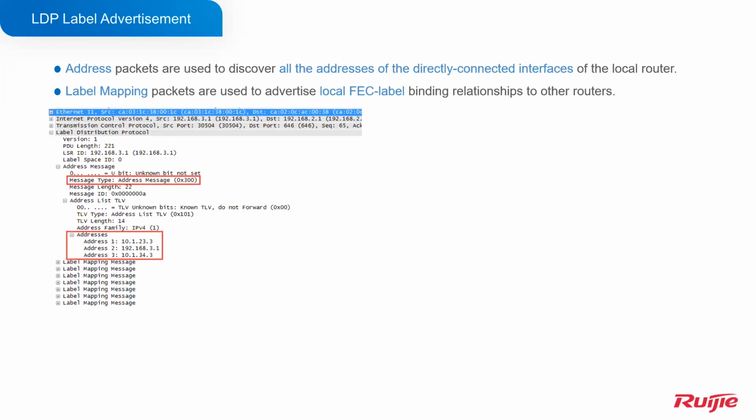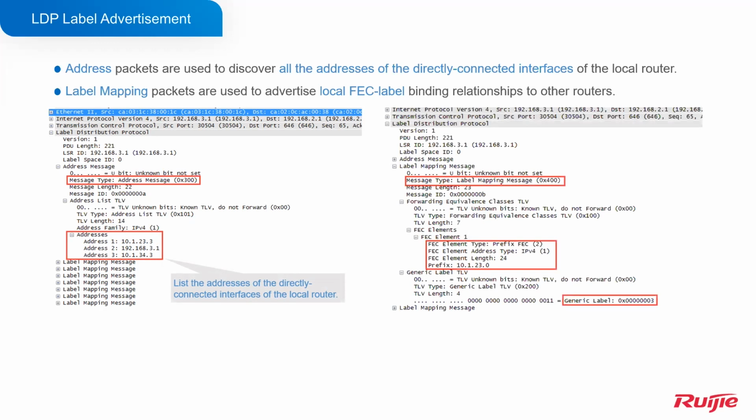And here is one example for the address message. The address 10.1.23.x is a segment of a directly connected interface, and it lists the addresses of directly connected interfaces of the local router. And also we will use the label mapping to provide the label and FEC relationship. For example, for this segment 10.1.23.0, we will use label 3, okay?